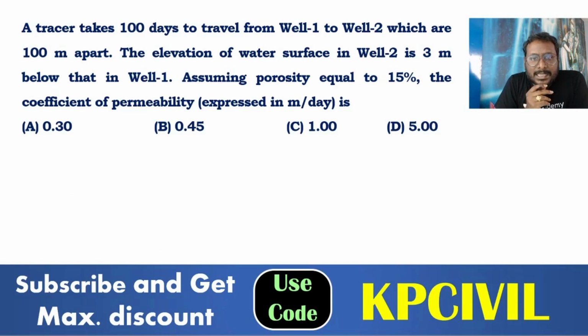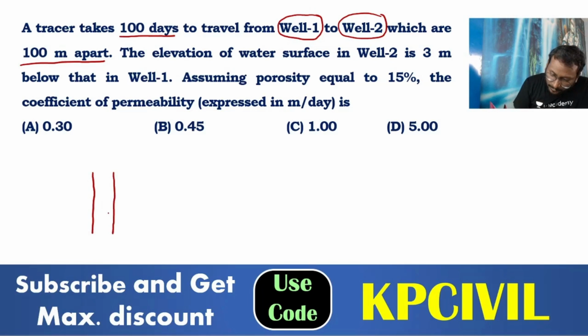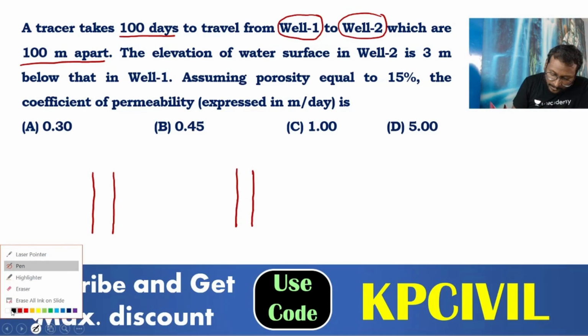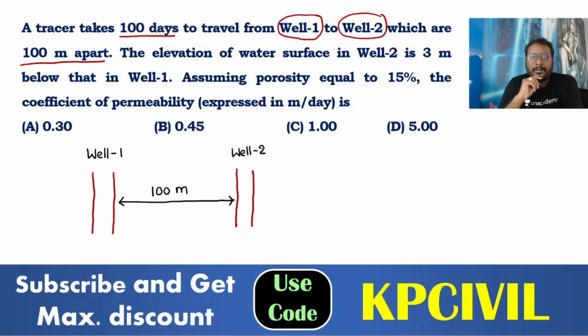A tracer takes 100 days to travel from well 1 to well 2, which are 100 meters apart. Consider this is well 1 and this is well 2. An inert tracer is loaded in between well 1 and well 2. The distance between well 1 and well 2 is 100 meters.